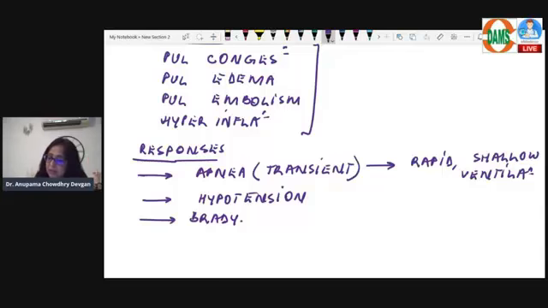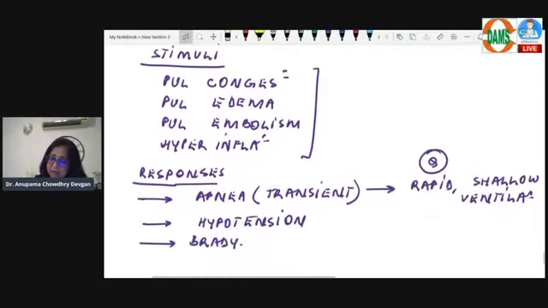Important question. Which are the receptors which, when stimulated, cause a rapid shallow ventilation? J receptors. If they are excited, they will produce a rapid shallow ventilation. When do J receptors get excited? When there is pulmonary congestion, pulmonary edema, pulmonary embolism, and hyperinflation of the lungs. This is your J receptors, right? Now, so I've done 3.